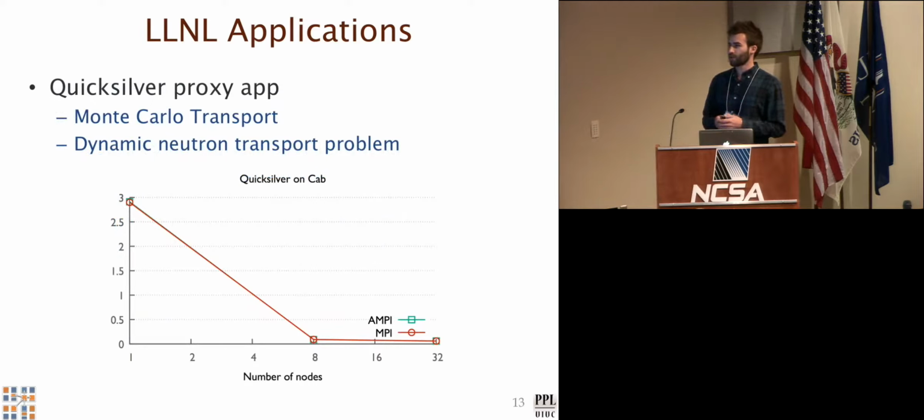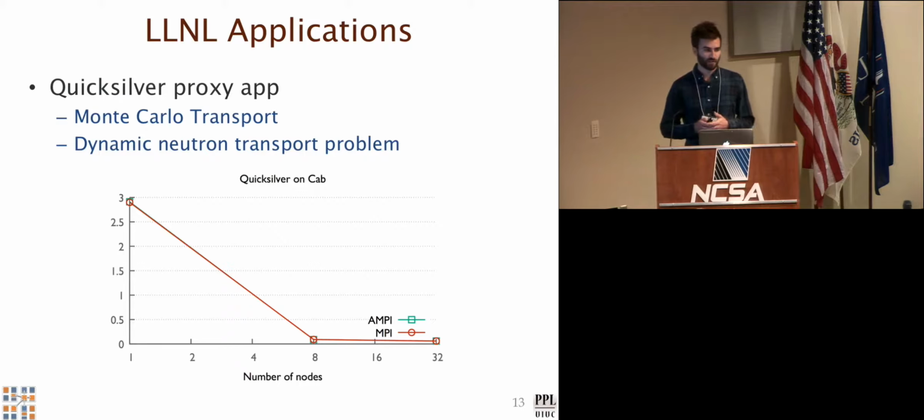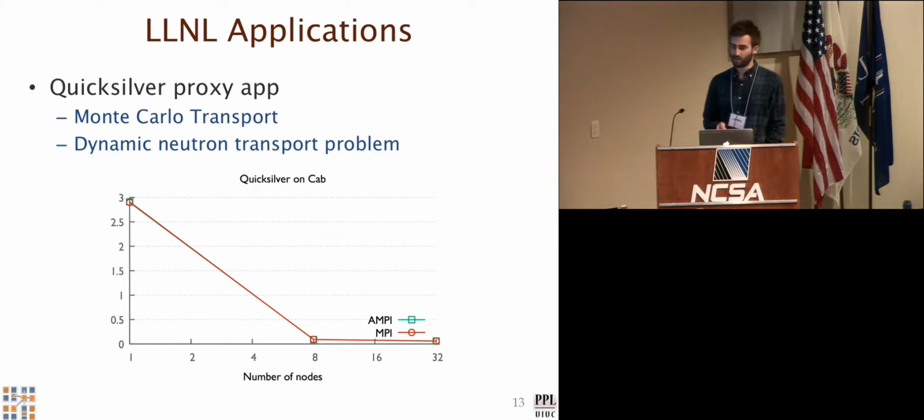So the first code that we looked at was a mini app for Monte Carlo transport. It's called Quicksilver. It's a newer mini app. And we just wanted to compare the performance of AMPI without virtualization versus a native MPI. So this is on an InfiniBand cluster. We've built Charm++ and AMPI on top of its verbs network layer. And the performance is indistinguishable from the native MPI in this system for this application.